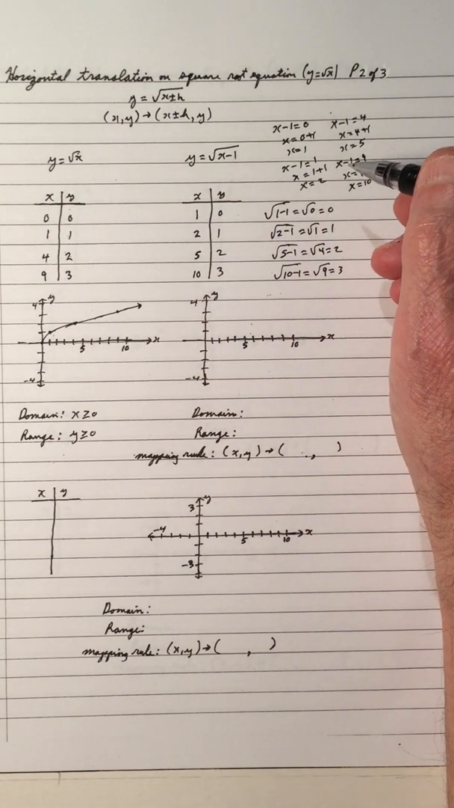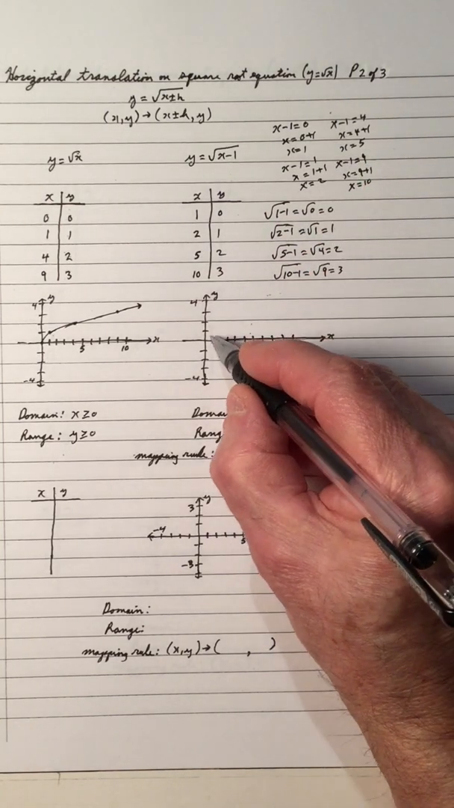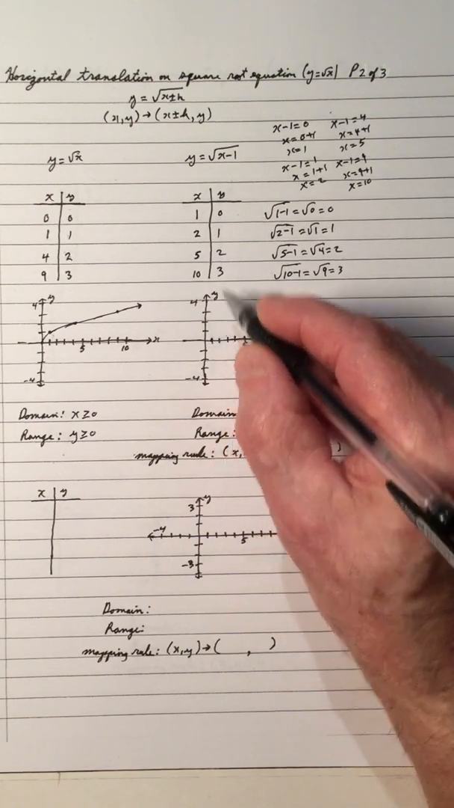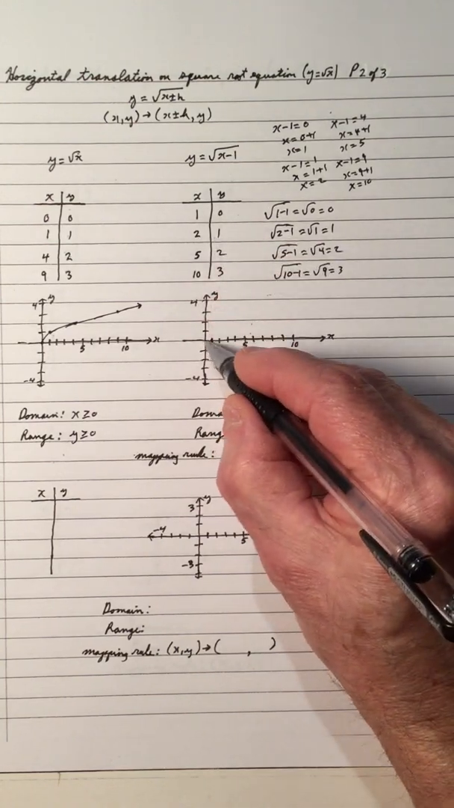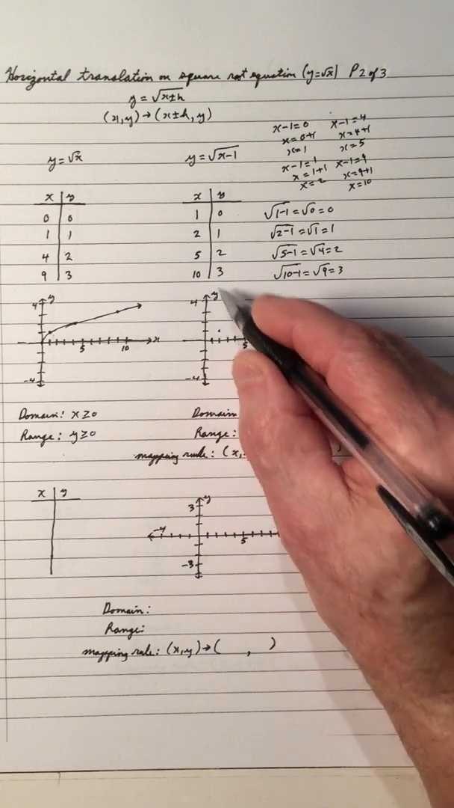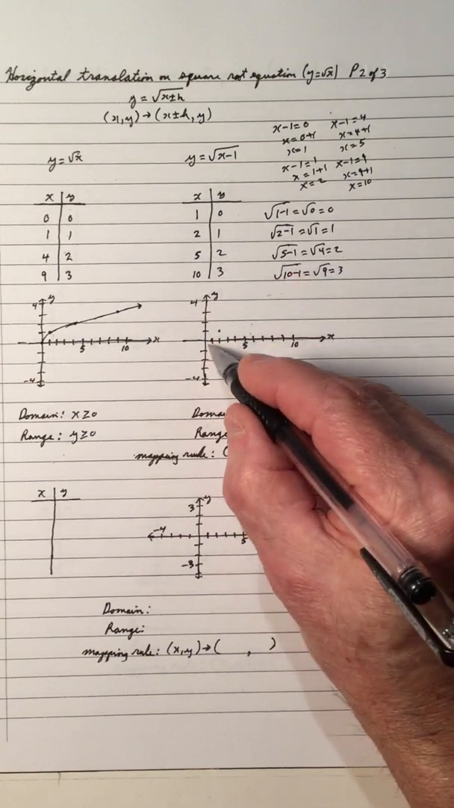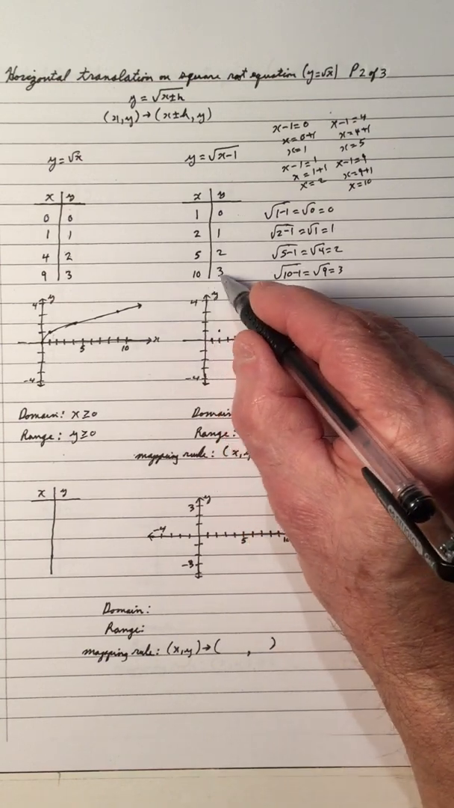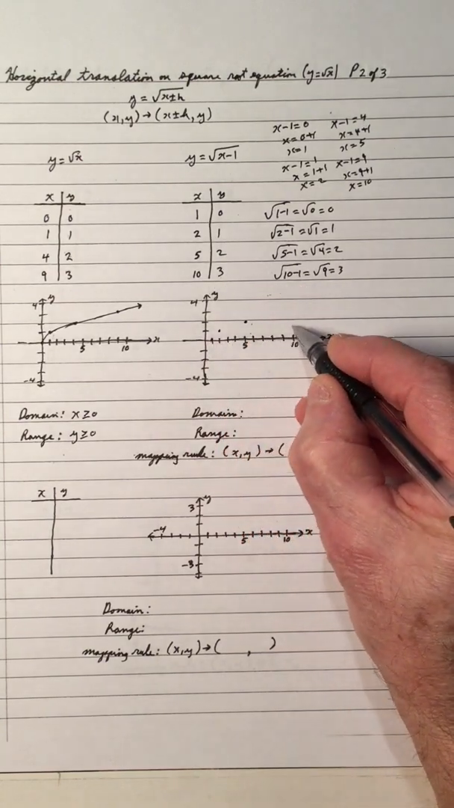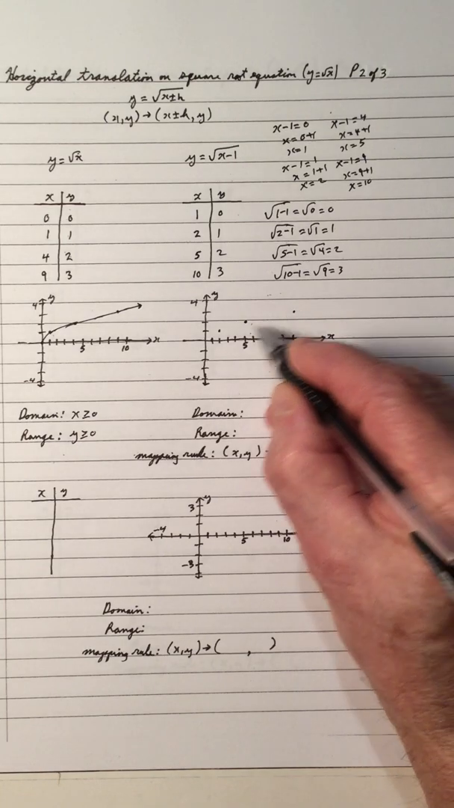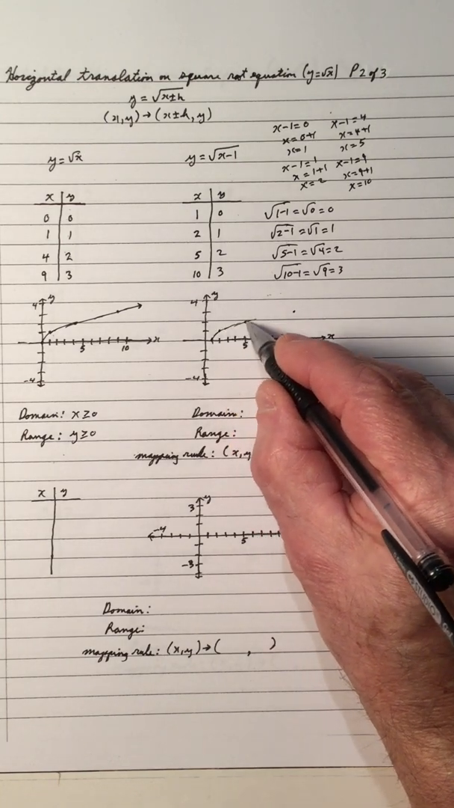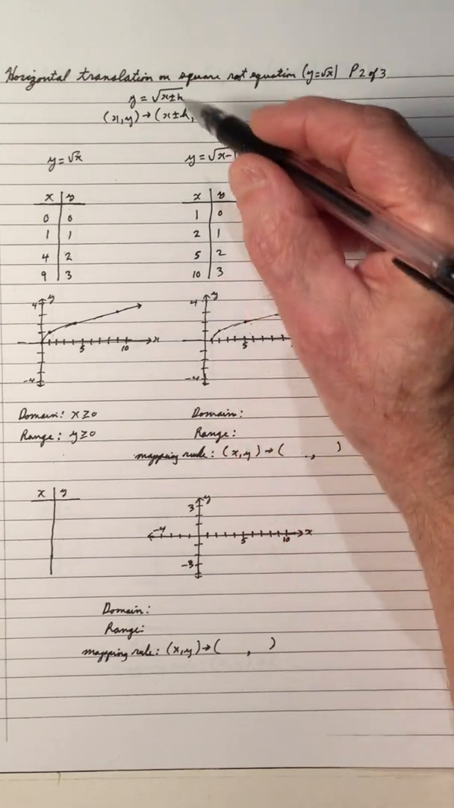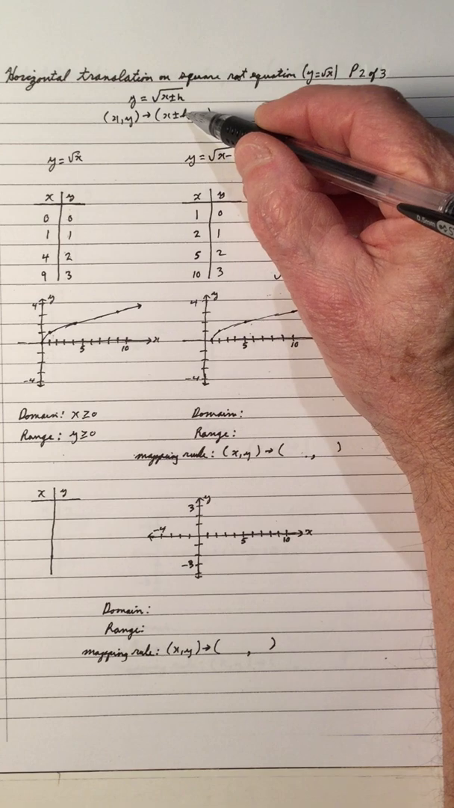So that means that if you look at it, x is 1, y is 0. x is 2, y is 1. x is 5, y is 2. And when x is 10, y is 3. So there's the same graph, only notice in this we're going plus or minus the h.